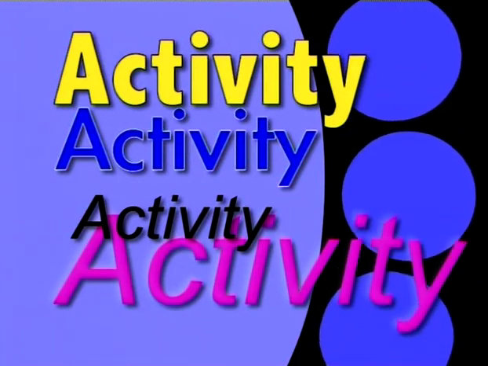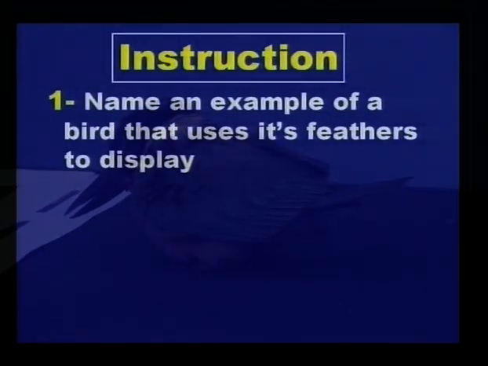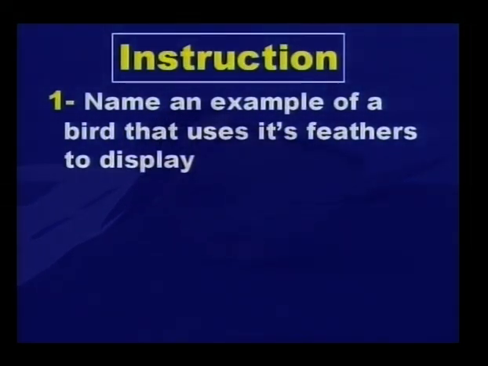Good, our activity. Instruction number 1. Here's what you need to do. Name an example of a bird that uses its feathers to display. Put that down into your books. Receiving students, you do the same. Write it into your exercise book or your student workbooks. An example of a bird that uses its feathers to display itself, maybe for mating or attracting. Got that?